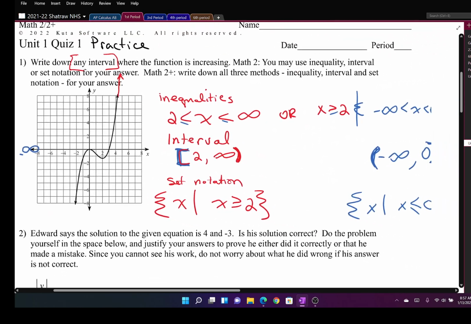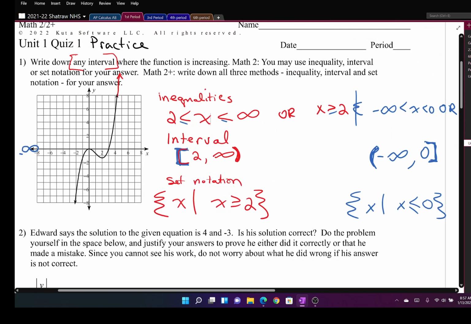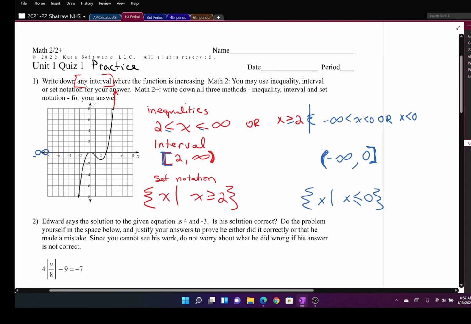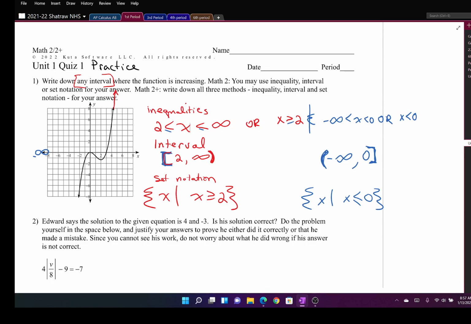Now, is this question definitely going to ask for increasing, or do you think there's a chance it's going to ask for something different? Thumbs up if you think it's going to ask for something different. Yeah, that's very likely. I'm probably going to ask you, where is it decreasing? I might ask you where it's positive. I might ask you where it's negative.